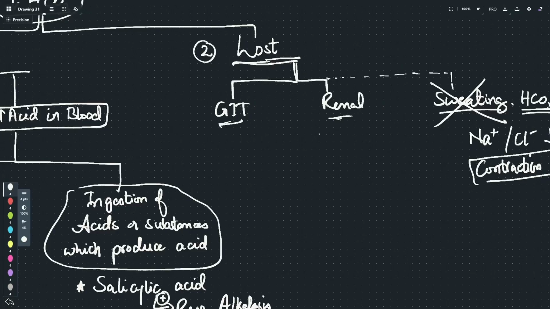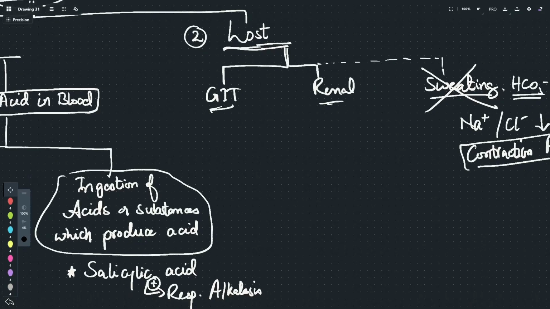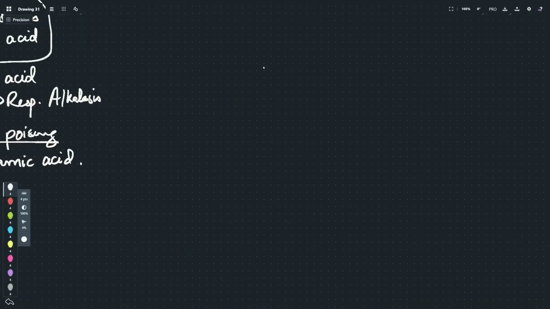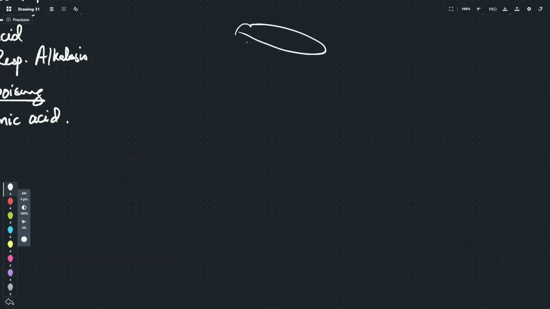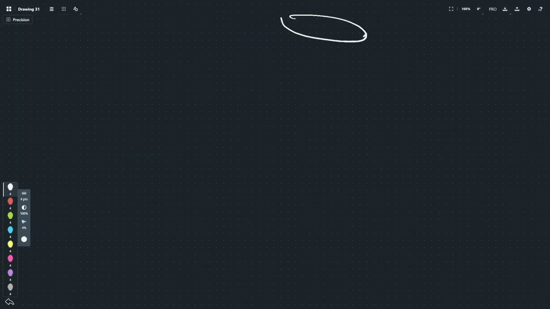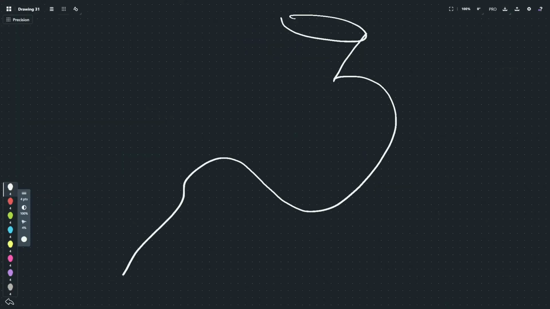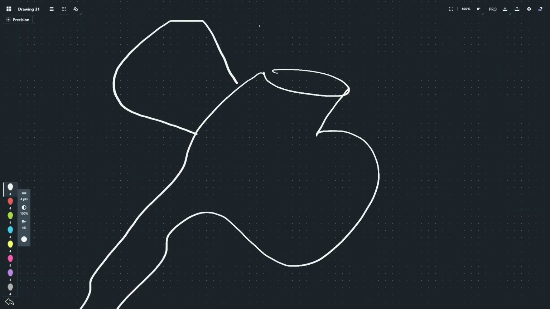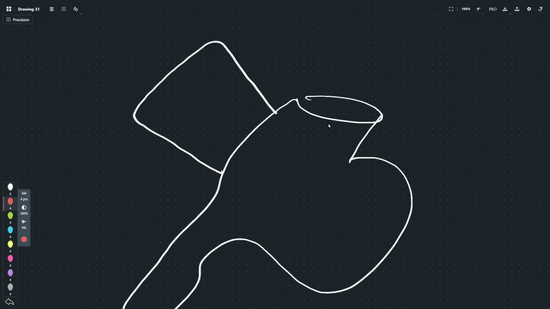The routes are GIT and renal, and we will discuss how. So if we talk about the GIT route, and I have discussed this in the previous lecture as well, but here let's discuss it again. So a huge GIT tract, a bit out of proportion to help you understand. Yeah, so here we have the stomach, and now what will happen is that the cells in the stomach, let's draw it again. Cells in the stomach, this is blood.